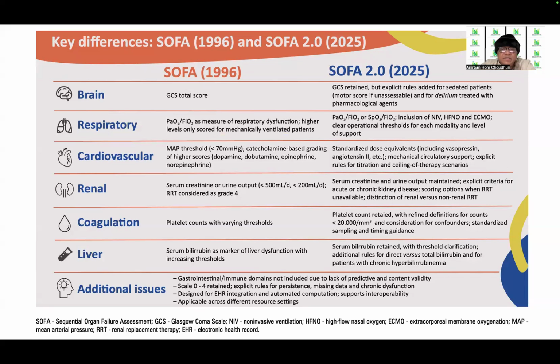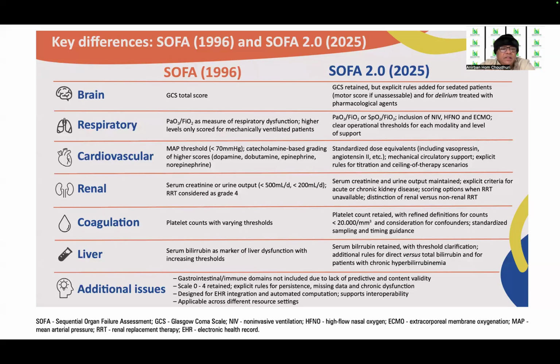In the cardiovascular system, the MAP threshold and catecholamine-based grading of higher scores, that is dopamine, dobutamine, epinephrine, or norepinephrine, was used for scoring, whereas in the 2025 edition, standardized dose equivalents, including vasopressin, angiotensin 2, etc., mechanical circulatory support, explicit rules for titration, and the ceiling of therapy scenarios were included. So that again makes it more refined and closer to the real-time situation.